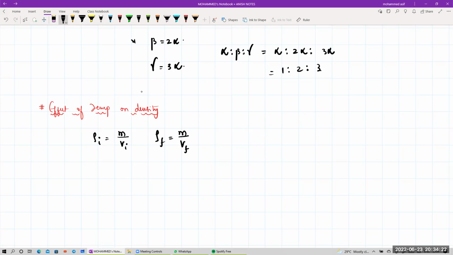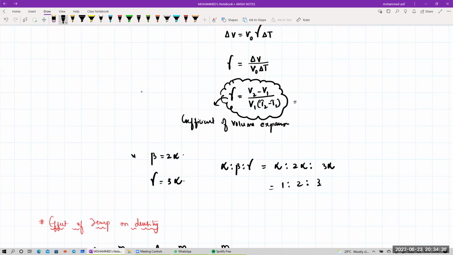V final means what? Change in volume only. So I can write this as M divided by V2. V2 will be equal to how much? V initial into 1 plus gamma into delta T. Can I write like this? Yes. From here I can write V2 minus V1 is equal to gamma into V1 into T2 minus T1, right? That means V final minus V initial is equal to this.